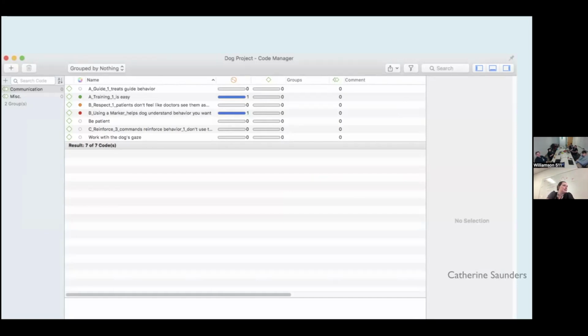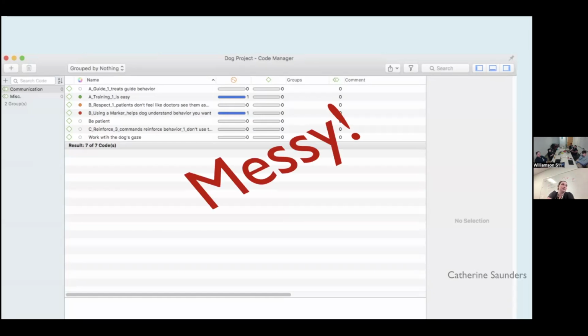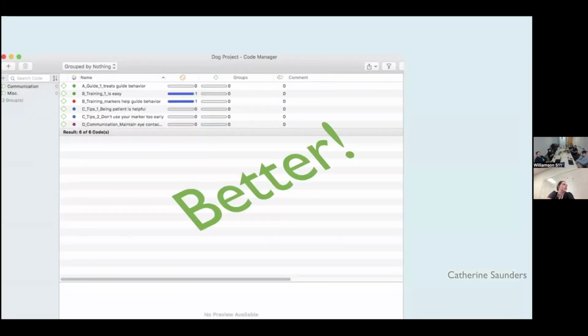This is sort of a messy code book. You might want to think about nesting some hierarchical labels and things in your code book. This is the Atlas TI program. PTA is coding software agnostic. We don't care what you do. You can use highlighters. We don't care. But you're going to want to keep things pretty organized, maybe with colors, maybe with letters, whatever.